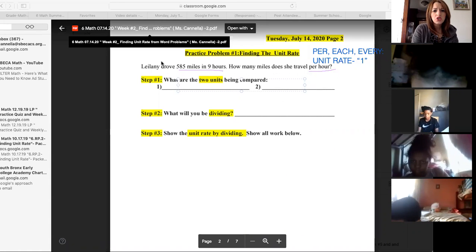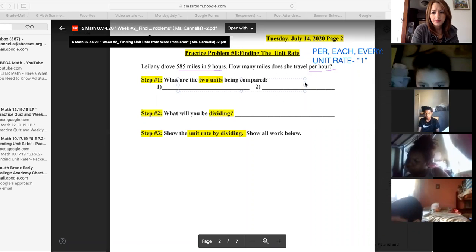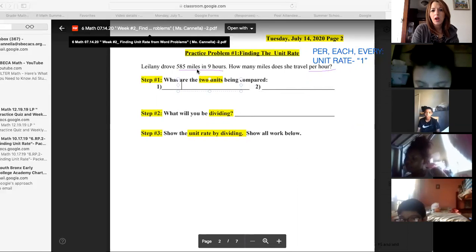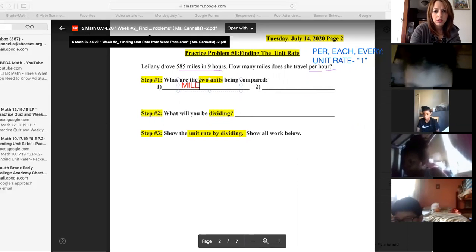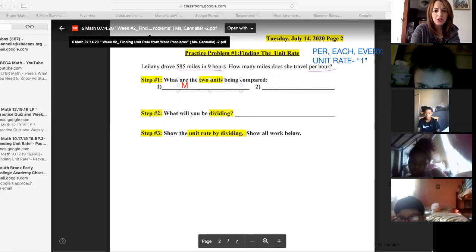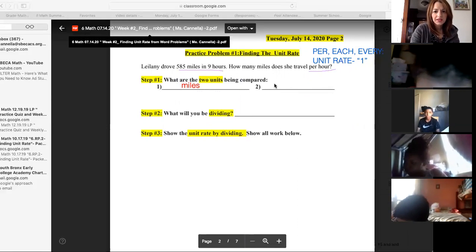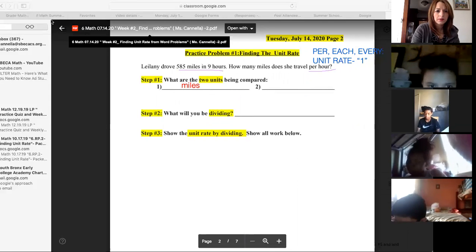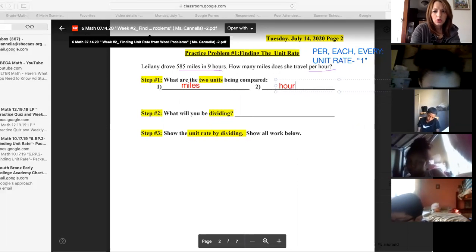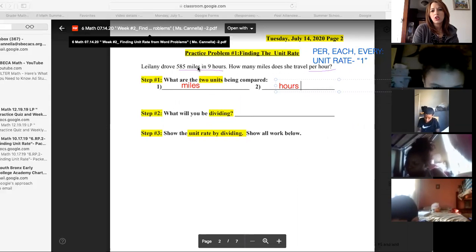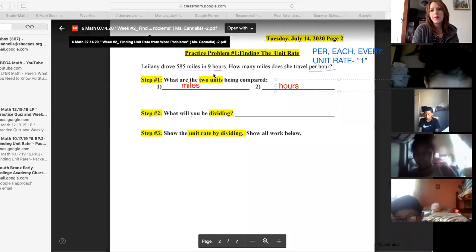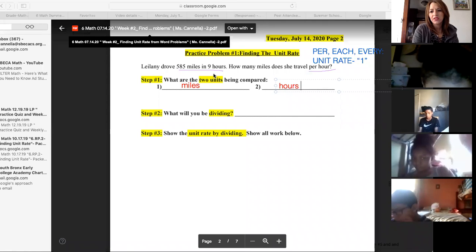So when you look at the question that you just read to us, we're comparing what to what, Isaiah? 585 and 9. Okay, the 585 is what? Is it the miles or the hours? The miles. Right, we're comparing miles to what? Hours. Excellent. Please write that down in number 1. Comparing the miles to the hours. Again, I got that right from the question. It says 585 miles in 9 hours. And we're going to figure out how many miles Leilani can drive in 1 hour if the rate continues.